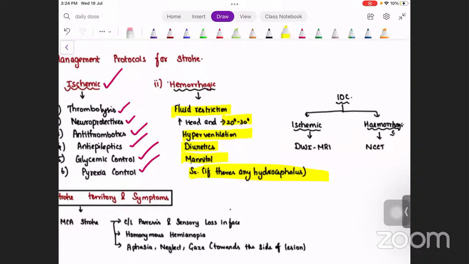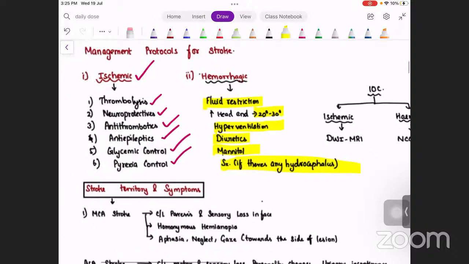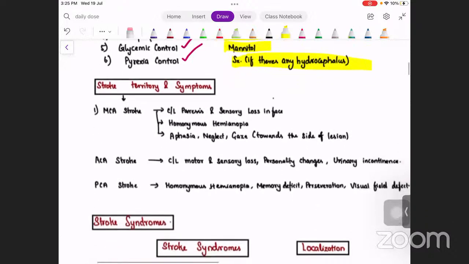And then the hemorrhagic one: restrict the fluids, raise the head end, decrease the ICP by adding mannitol or any diuretic, maintain oxygen, and hyperventilate the patient. If the ICP is still high and you cannot control it with mannitol, try burr hole evacuation or any neurosurgery that can reduce the hydrocephalus. It could be a shunting surgery or a burr hole evacuation. Anything you can do for this patient. Clear about that? Yes?